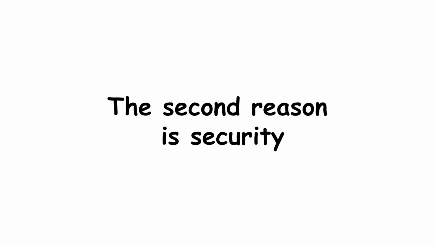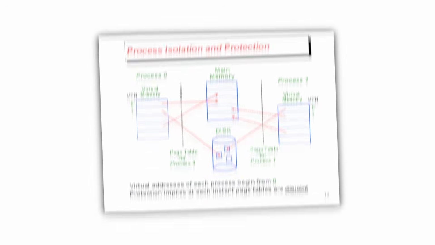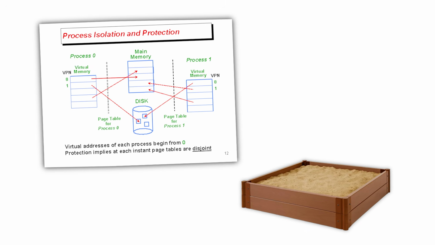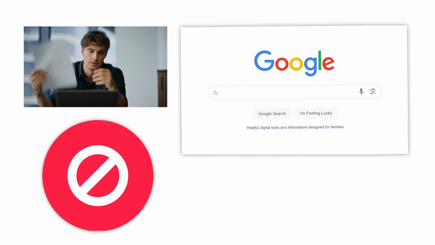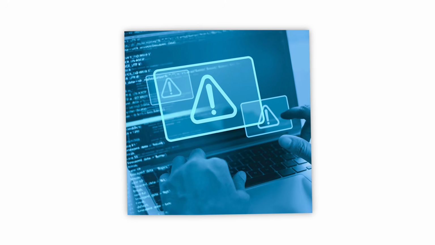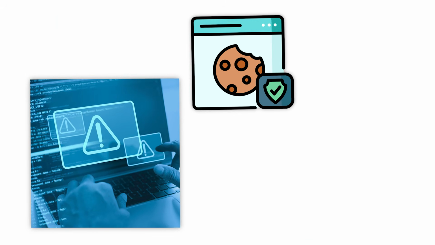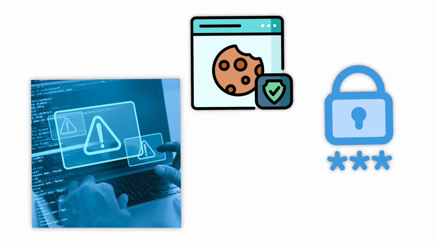The second reason is security. Process isolation creates a sandbox. Each tab runs in its own restricted environment with limited access to the rest of your system. A malicious website in one tab should not be able to read the cookies, passwords, and data in another tab. The process boundary acts as a wall.